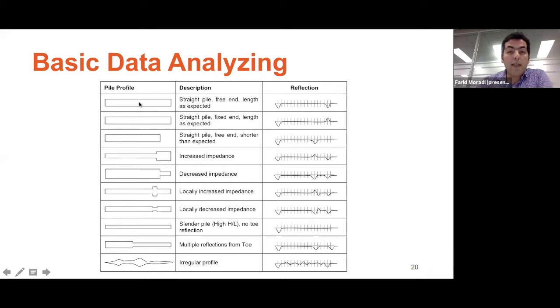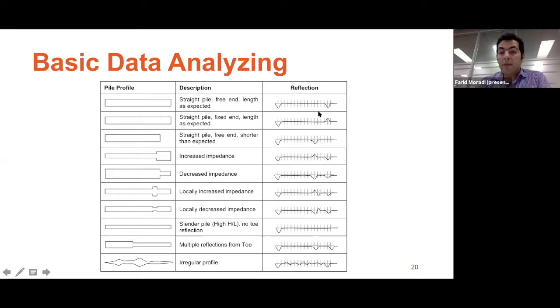The first one is the straight pile, free end, and the length is as expected. The first peak is the peak of the hammer impact generating the stress wave. The last peak is the reflection coming back from the end. When your stress waves travel through and reflect off the end, that creates such a peak. If your end is fixed, let's say for example the pile stands on rock, the reflection switches to upward, because the end is not free, it is fixed.